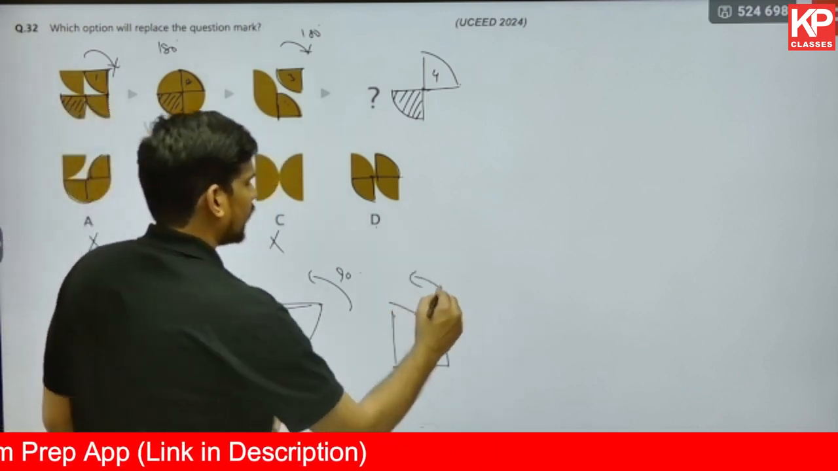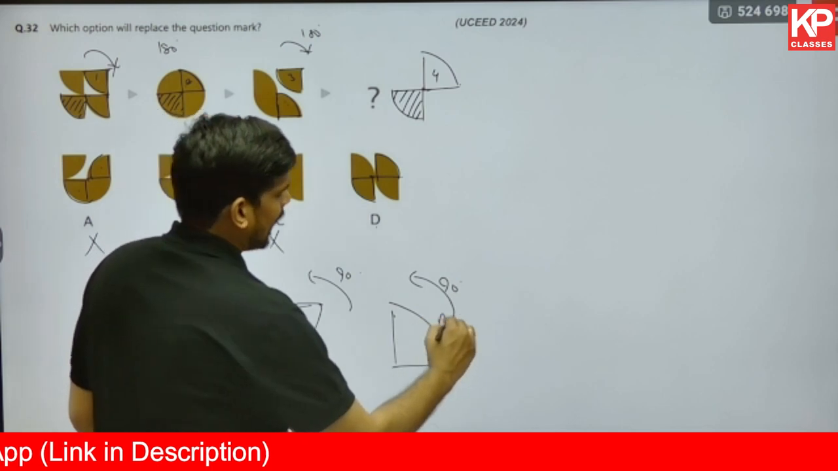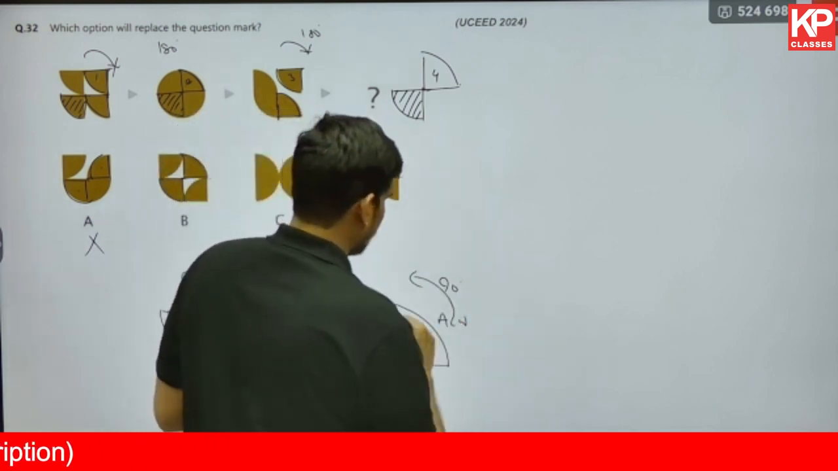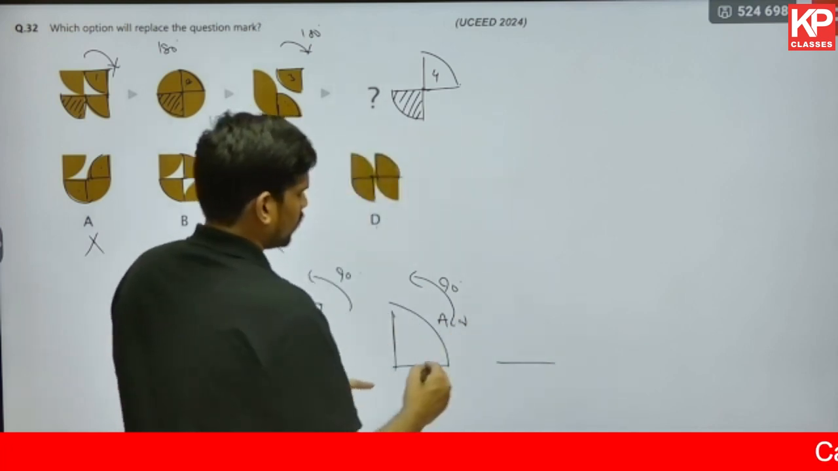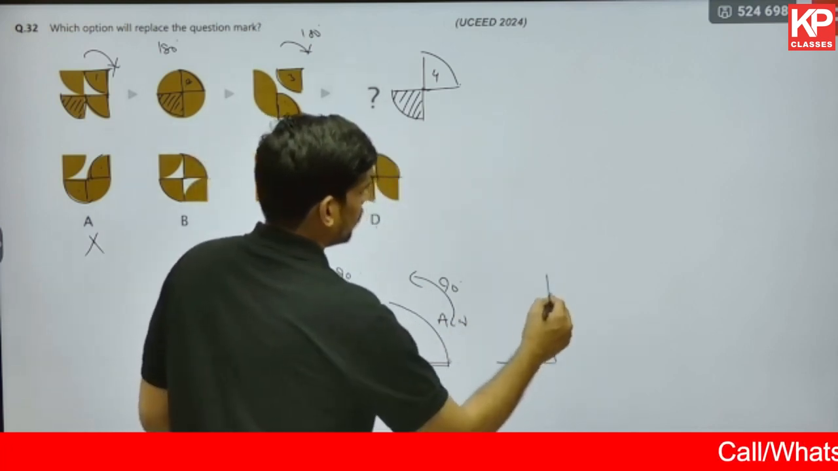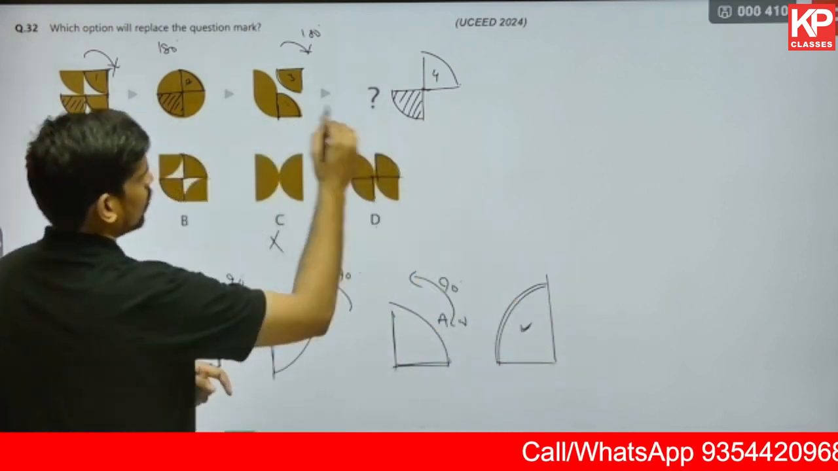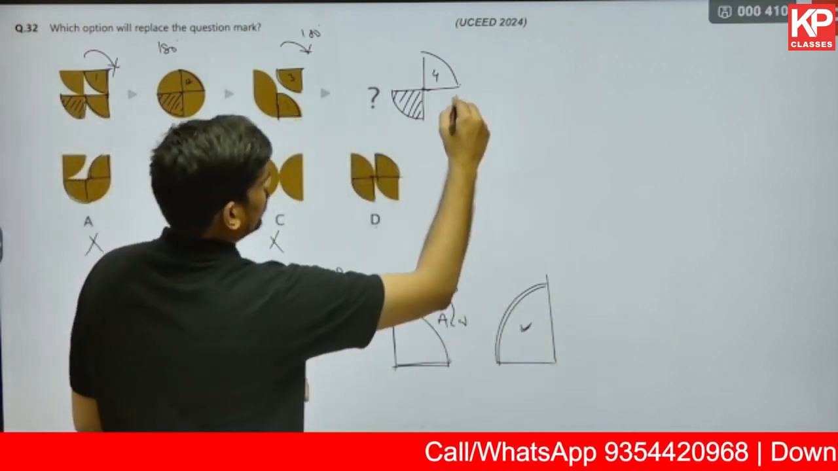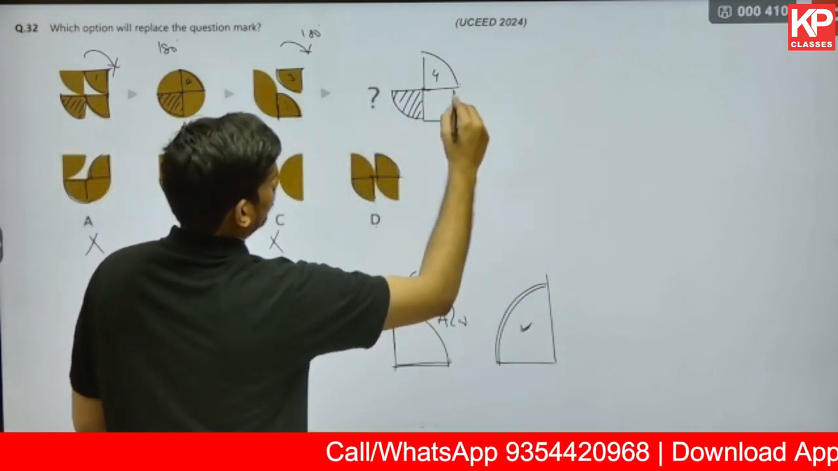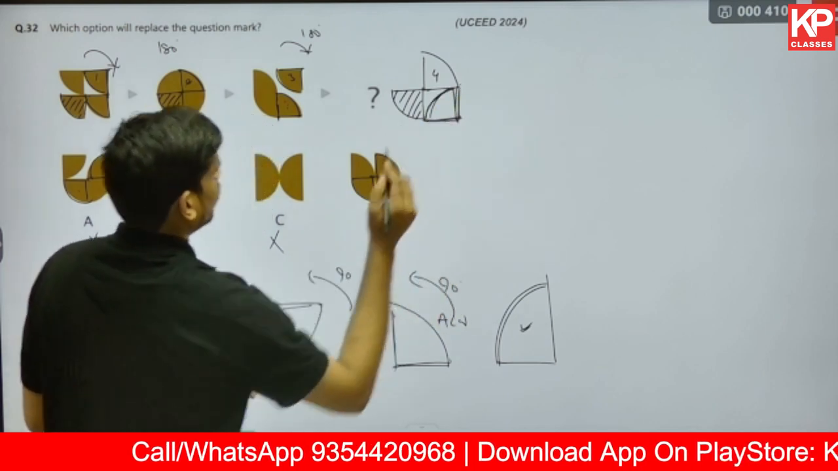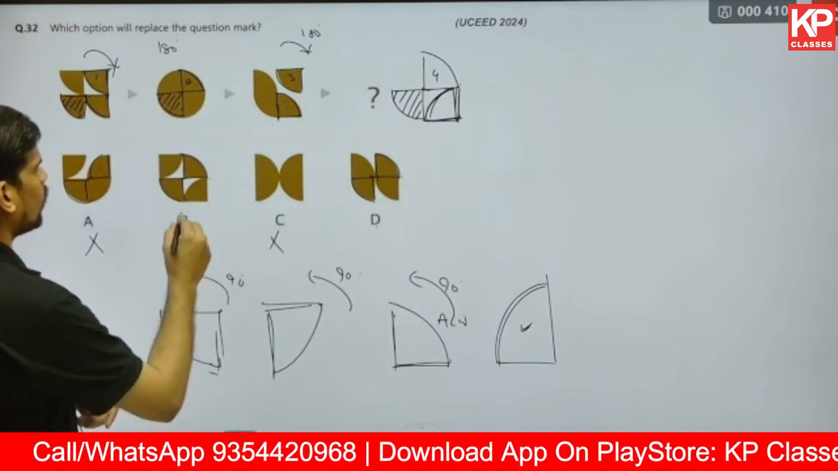For the fourth figure again, you should have a 90-degree anti-clockwise rotation. If you rotate it again by 90 degrees, this vertical line will become a horizontal line. This horizontal line will become this vertical line. This should be the quarter circle. So this should be the position of this particular place. Let me draw that over here. So it should be like this. So that's the correct position in option B.